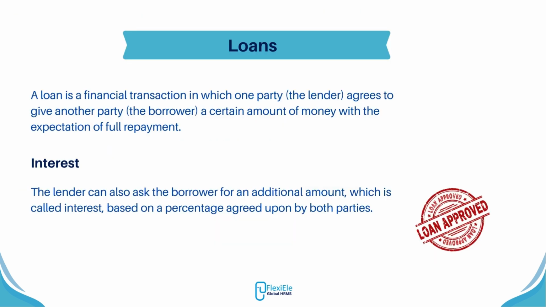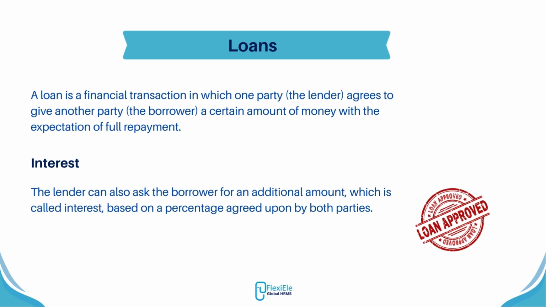A loan is basically someone trusting you with their money with the understanding that you'll pay it back. It's like saying, I've got you covered for now, but it'll need to come back later. The person or organization giving the money is called the lender, and the one receiving it is called the borrower. But that's not all. The lender often charges a little extra for the favor. That extra bit is called interest and it's calculated based on the agreed percentage. So when you take a loan, you're not just promising to return the money, you're also agreeing to pay a little extra as a thank you for the support.